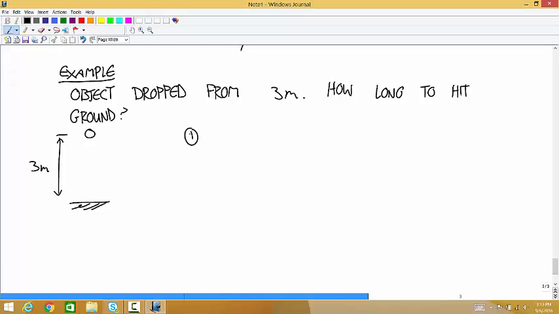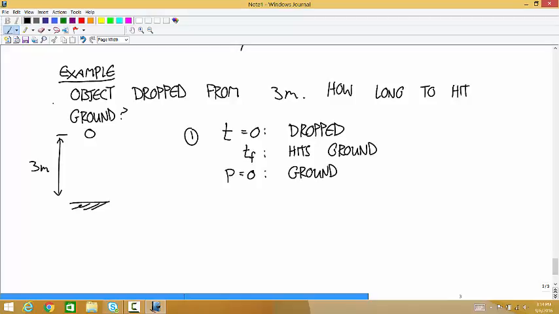The first thing we have to do is specify those 4 things. So time equals 0 is going to be when it's dropped. Time final is going to be when it hits the ground. P equals 0 is, let's make that the ground. That's arbitrary, but let's make that the ground. And then positive direction, I'm going to make that up. And I would recommend always doing that in free fall problems.